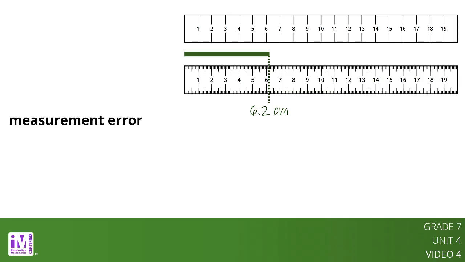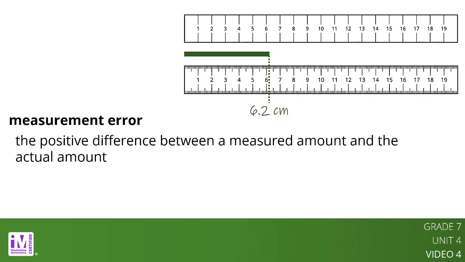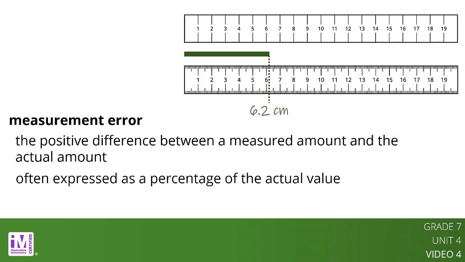The measurement error is the positive difference between a measured amount and the actual amount. Measurement error is often expressed as a percentage of the actual value. We always use a positive number to express measurement error and, when appropriate, use words to describe whether the measurement is greater than or less than the actual value.